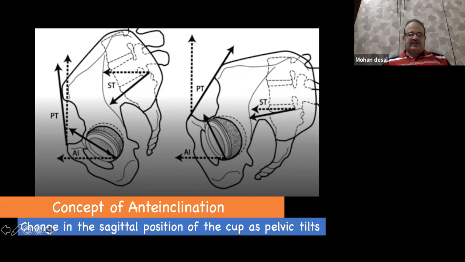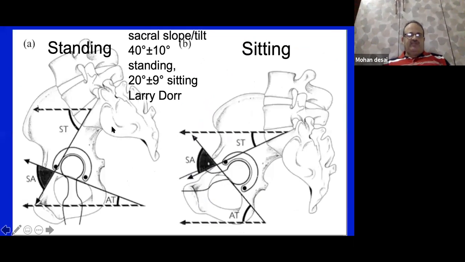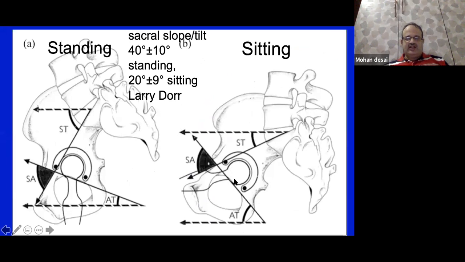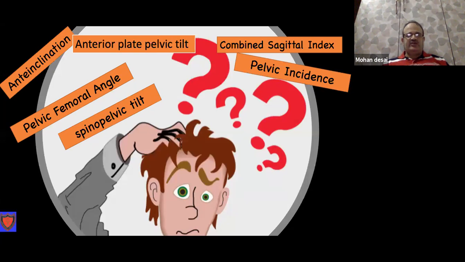If this doesn't occur, then there is going to be impingement. Usually the anteinclination in standing would be less, and it would be more to accommodate flexion of the hip in sitting. Or the pelvic slope, in standing it would be more. This pelvic slope is around 40 degrees in one position and less, around 20 degrees, in the other. If this is not occurring, then the hip may impinge either anteriorly or posteriorly, and it will dislocate from sitting to standing position or vice versa. So this you need to understand.